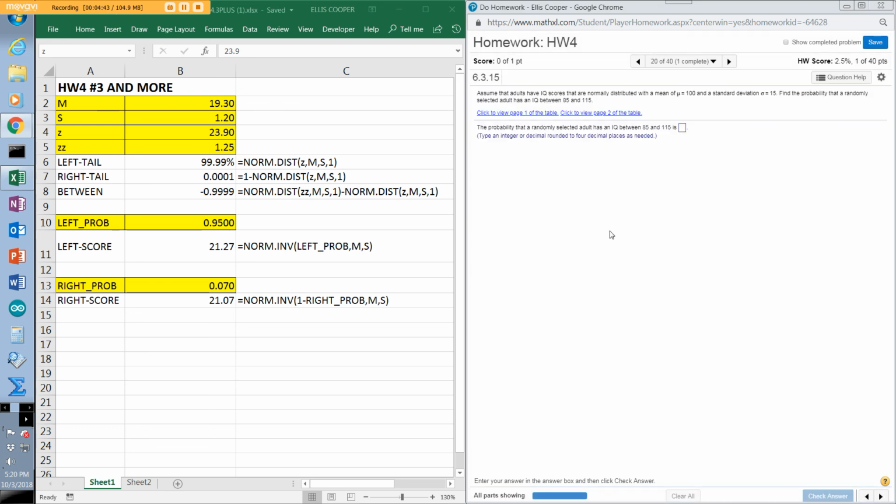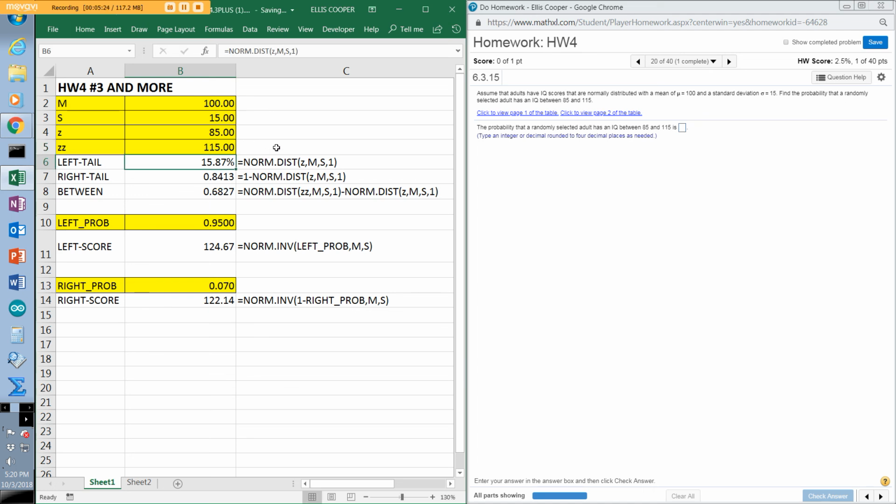Take a look at that. So here we're talking about a mean of 100 and a standard deviation of 15. And here's the question: calculate the probability that a randomly selected adult has an IQ between 85 and 115. Well, that's where we use the Z and the ZZ. I think this should have been called X and XX, because Z usually is used for the standard normal probability distribution, and this is not standard. But anyhow, okay, so on the left we have 85, and on the right 115.